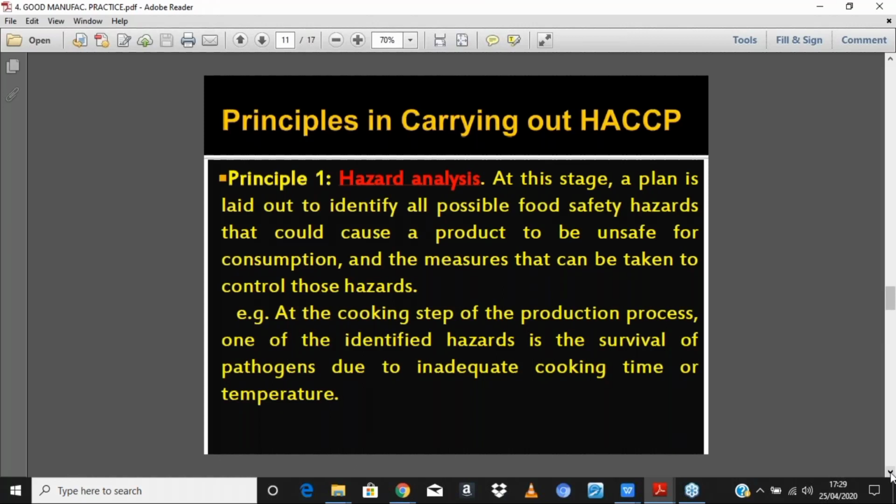For example, at the cooking step of the production process, one of the identified hazards is the survival of pathogens. And let me also say, as we continue, that some of these principles we practice on a domestic level. A common example in Nigeria: when people want to eat beans, they pick them to remove stones, bad debris, or any other harmful physical hazard. That is actually a HACCP system, just that it can be done at an industrial scale. But we are looking at it even at the domestic level.